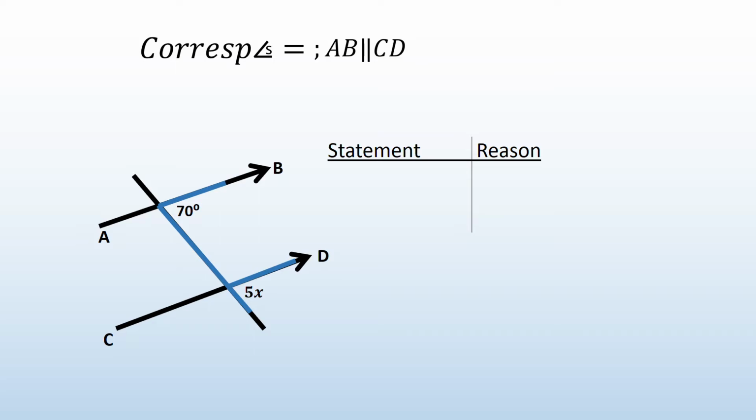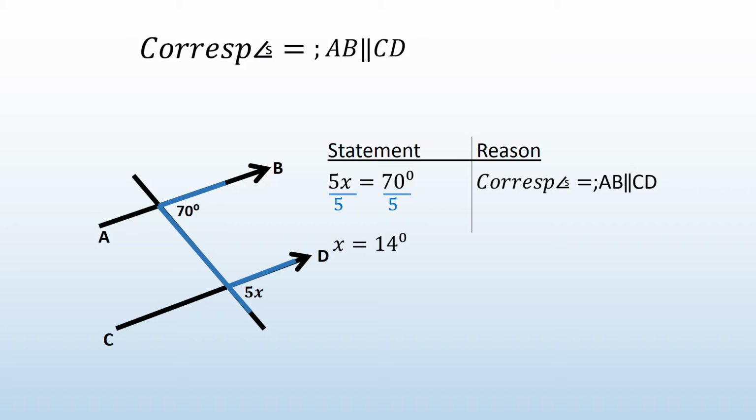My statement is, again, an equation, so something equals something. In this case, 5x equals 70, corresponding angles equal. Divide through by 5 to get x alone, and you're going to find that x is equal to 14 degrees. So that's my corresponding angles. They're in the same position at each different point. They form the F shape.